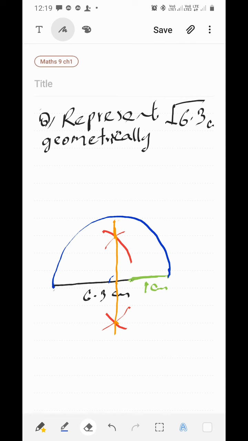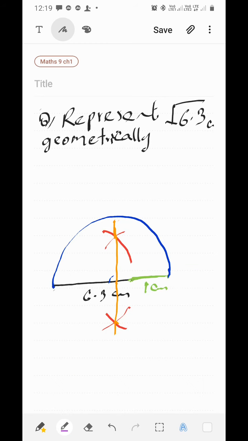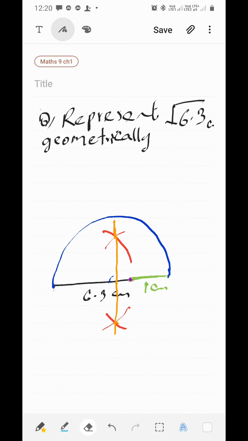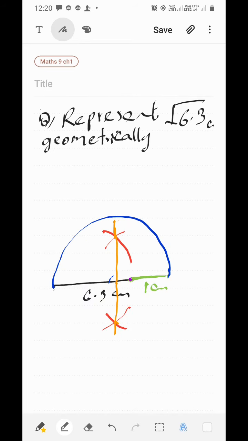Now we are going to draw a perpendicular line to this point, the point that joins our 6.3 centimeter and that extra 1 centimeter. Here we are going to draw a perpendicular. Here you can choose any instrument that we choose to draw a perpendicular. You can choose your set square. Put the set square here at this point.